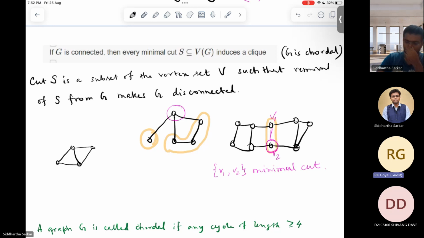So is this connected? Am I able to make a move from this vertex to this vertex, any other vertex? Yes, I can make a move, and this is not a clique. So all chordal graphs are not cliques, but all chordal graphs avoid large cycles.